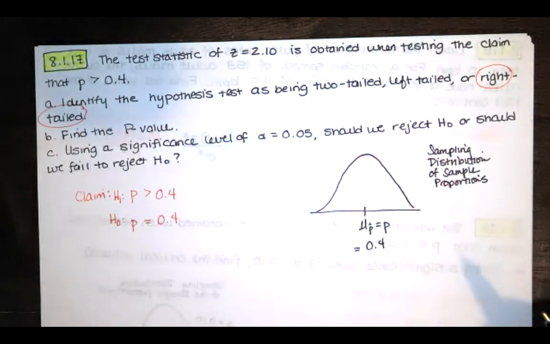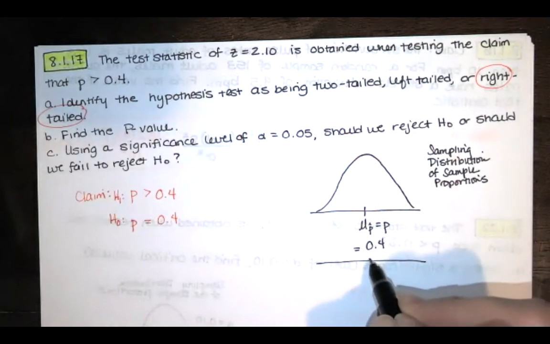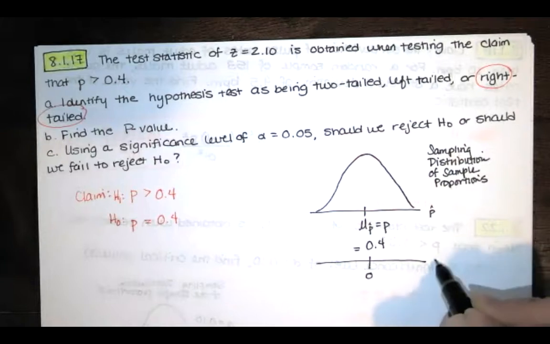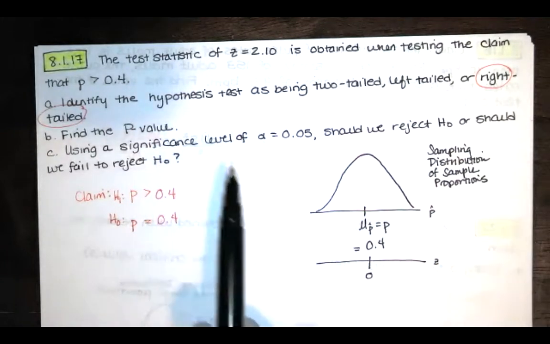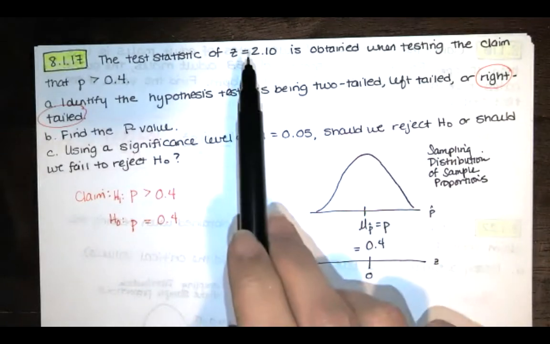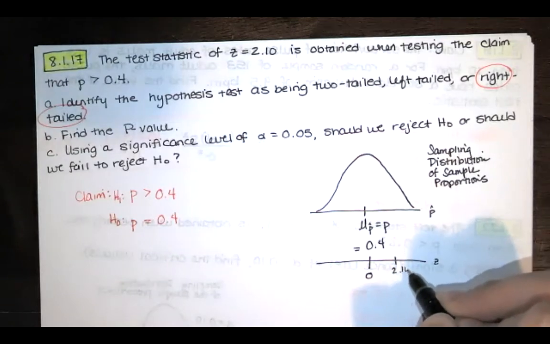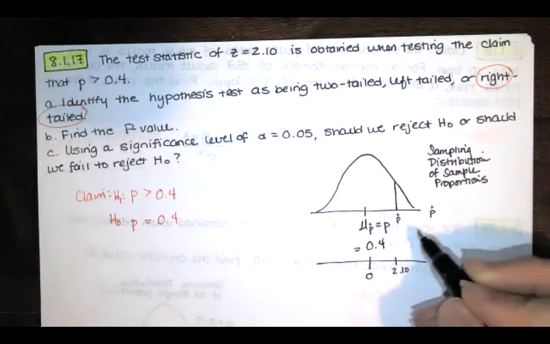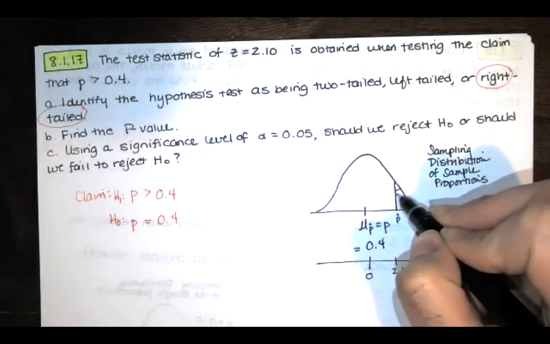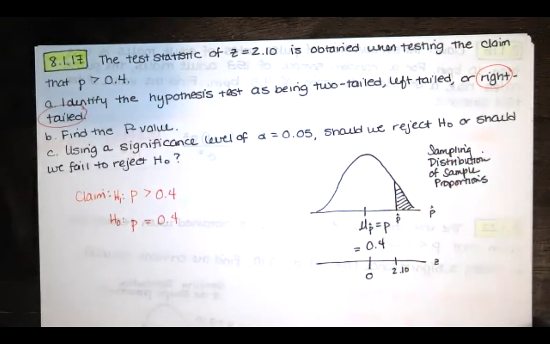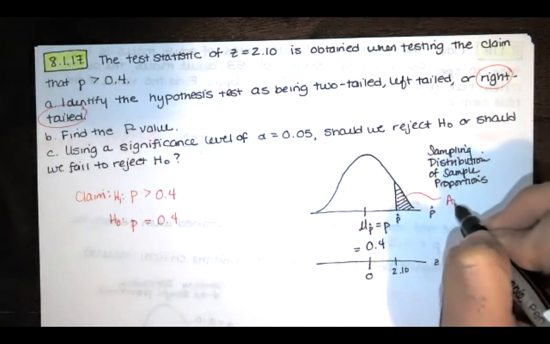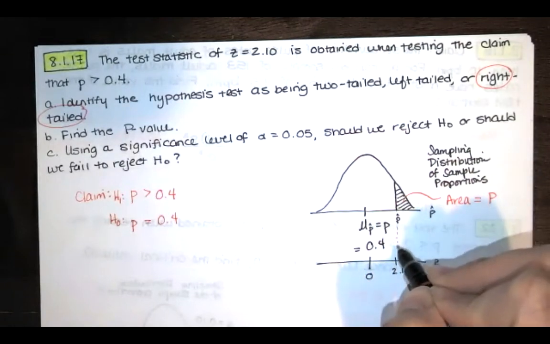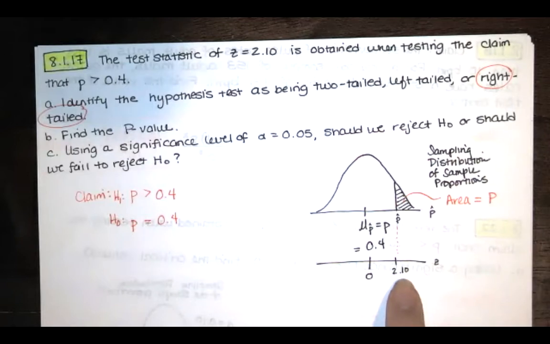So our test statistic is z equals 2.10. If this is the sampling distribution of sample proportions, we could convert that to a standard normal distribution with a mean of 0 and a standard deviation of 1. So these would be values of p hat, and over here we'd have z-scores. Now we're looking for the area to the right of z equals 2.10. That z equals 2.10 corresponds to a particular value of p hat. If we had p hat, we could use that to calculate this test statistic. And capital P is that area to the right because it's a right-tailed test. The area to the right of that particular value of p hat is the same as the area to the right of z equals 2.10.